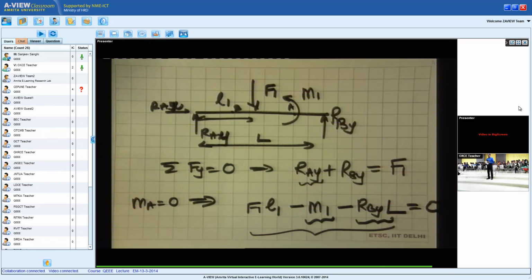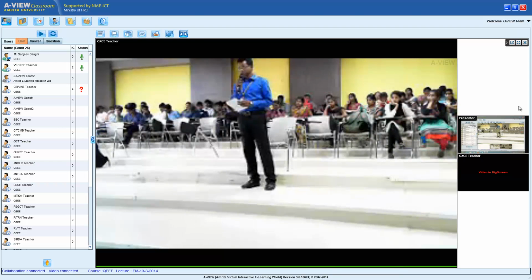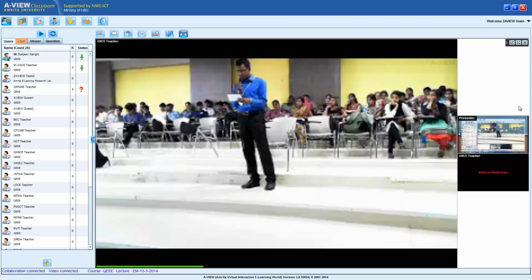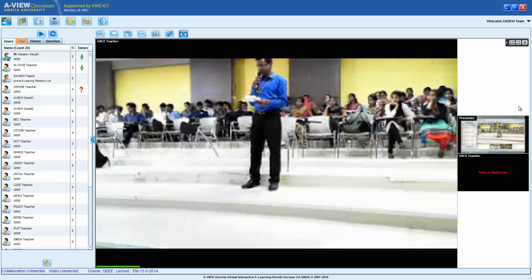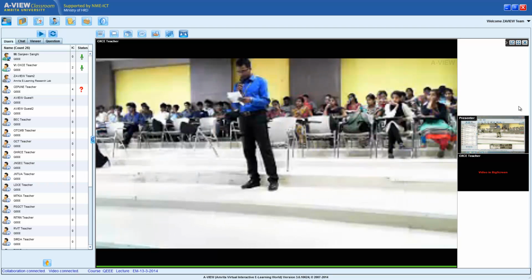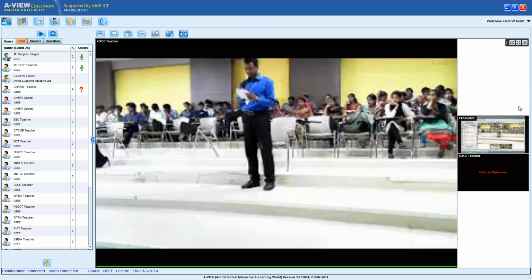Does it answer your query? Okay. That means RAX and RAY won't depend on M1. It is just RBY which depends on M1 as per the given problem, right? No, no, once RBY is changed, then RAY will also change.